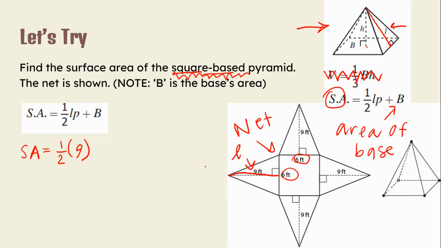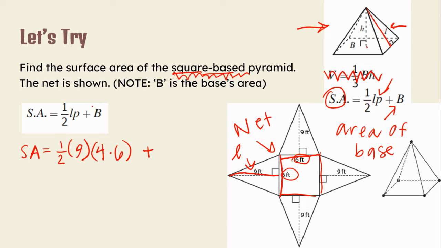P stands for perimeter of the base. I noticed we didn't mention that before. P stands for perimeter of the base. So what is the perimeter of this base if it's a square with a side length of 6? Well, the perimeter of a square is just 4 times the side length, so 4 times 6.